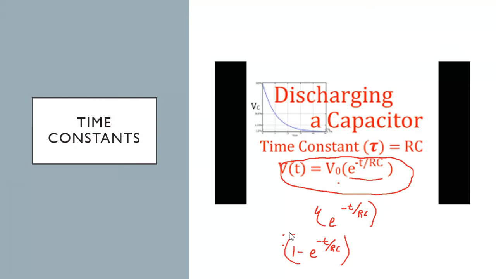Okay, so that is circuits with capacitors and resistors. And that's also how to figure out what state the capacitor is in while it's charging and discharging.